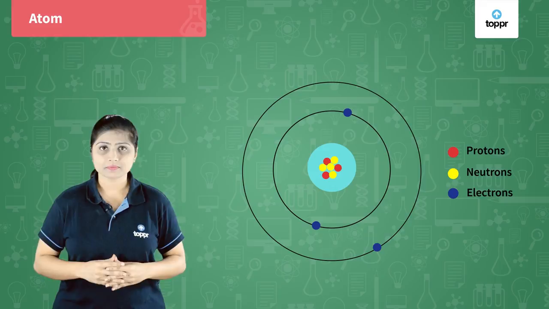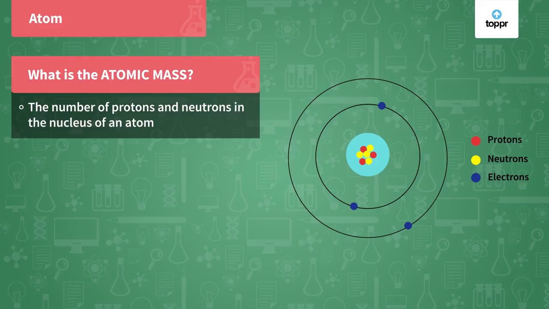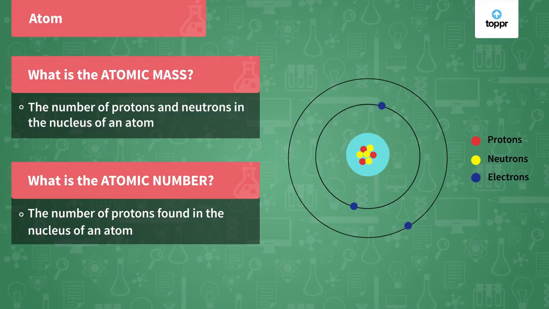Every element has atomic mass and atomic number. Atomic mass is nothing but the total number of protons and neutrons present in the atom of the element, and atomic number is the number of protons. But because number of protons and number of electrons are always equal in an atom, atomic number can also be represented as number of electrons.